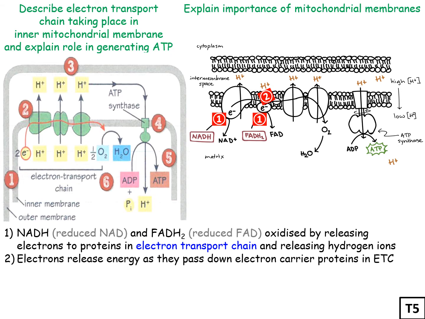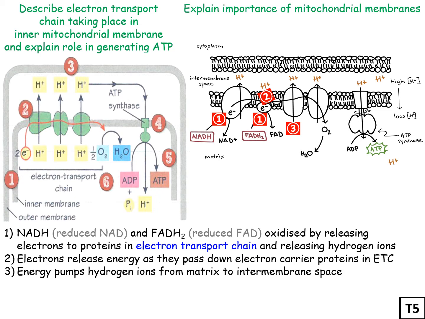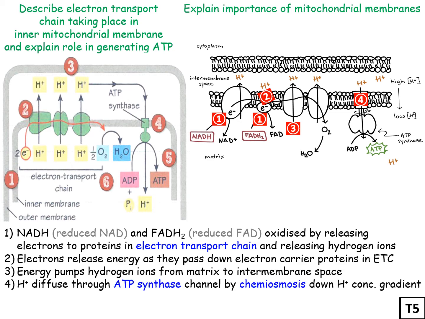The electrons release energy as they pass down the electron carrier proteins in the electron transport chain. And this provides energy to pump hydrogen ions from the matrix to the intermembrane space. The hydrogen ions diffuse through the ATP synthase channel, which is an enzyme on the membrane, by chemiosmosis down the hydrogen ion concentration gradient.